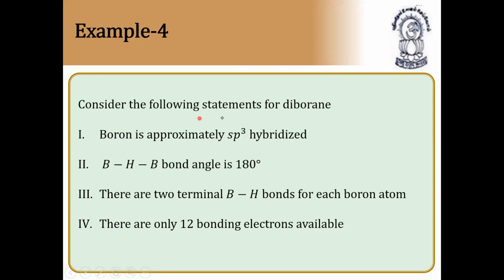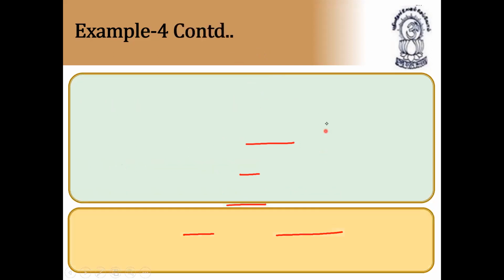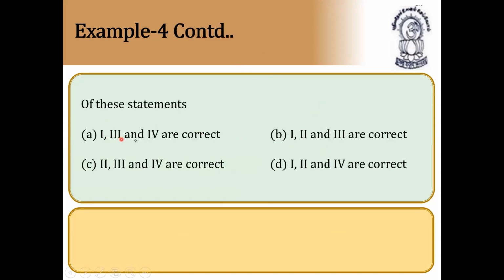Next, consider the following statements for diborane. Boron is approximately sp3 hybridized. The H-B-H bond angle is 180 degrees. There are two terminal B-H bonds for each boron atom. There are only 12 bonding electrons available. So which is the right option? Of these statements, the answer is that 1, 3, 4 are correct.